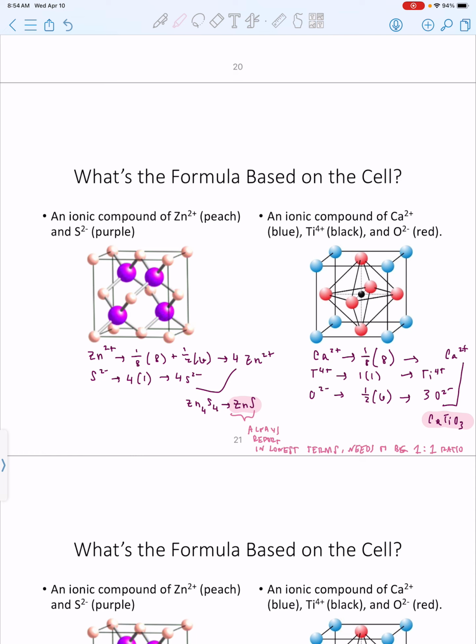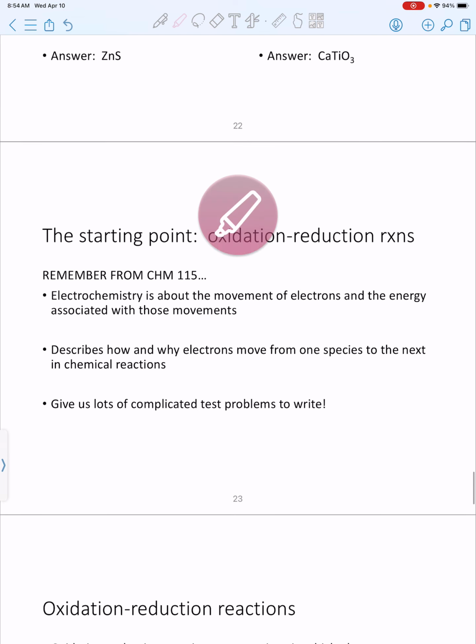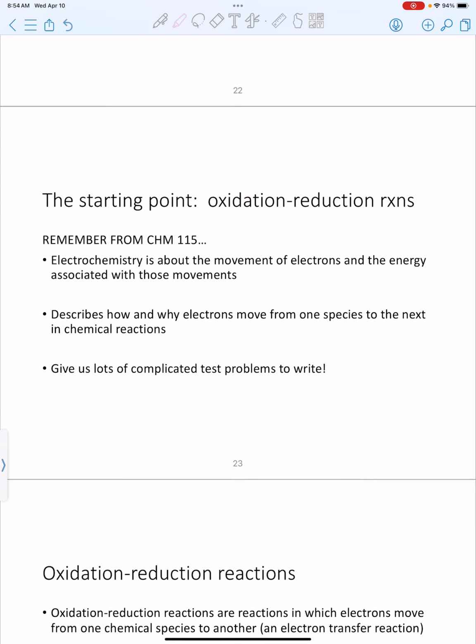Last section of the course is to go back and revisit oxidation reduction reactions, things that we did back in Chem 115, and extend that now to talk about how that fits into our discussions of free energy and spontaneity. So it is the last piece to add to all of that free energy, why do reactions happen, ideas that we've been doing so far at this time.